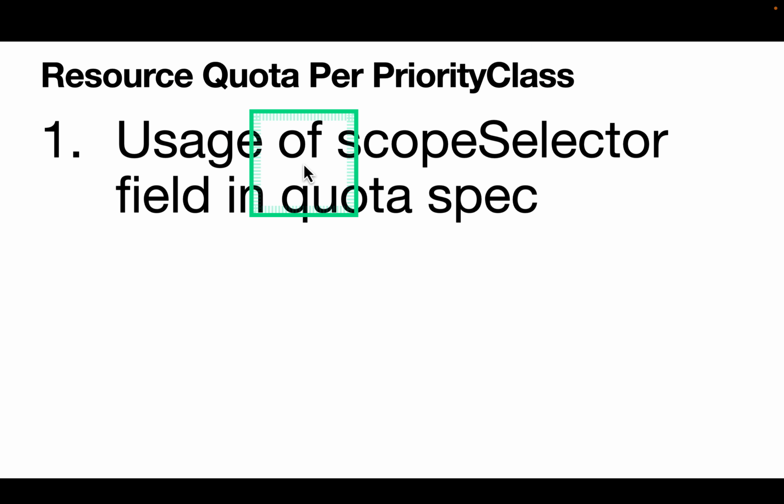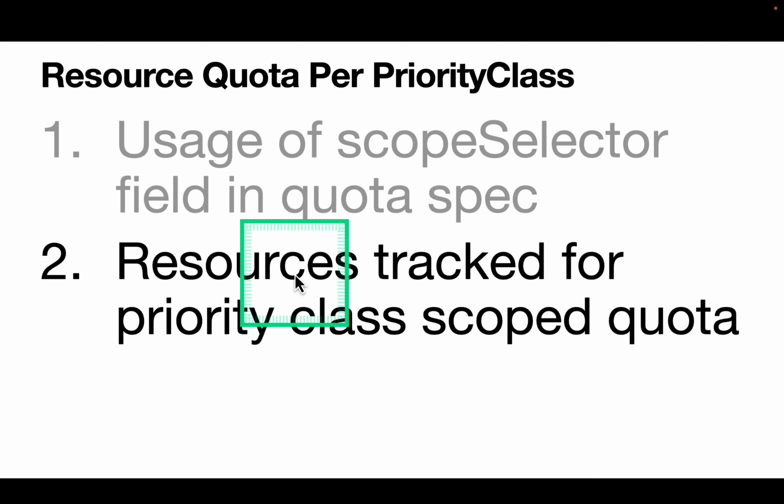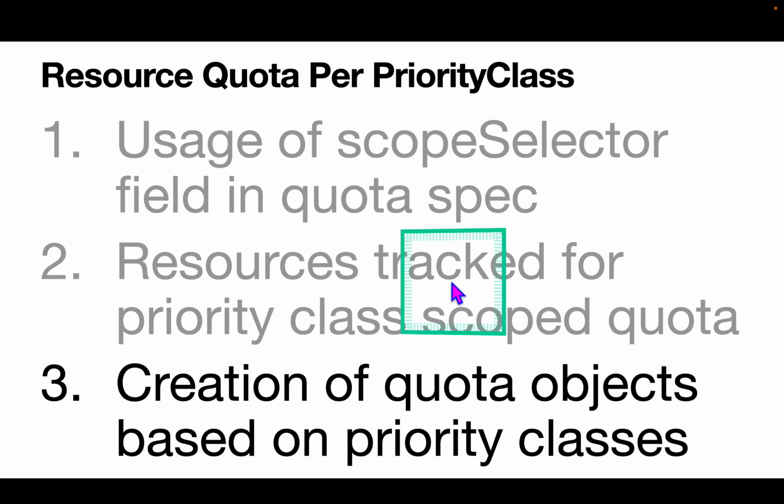So, resource quota per priority class. A pod's consumption of system resources can be controlled based on its priority using the scopeSelector field in the quota spec. When quota is scoped for priority class using the scopeSelector field, the quota object tracks resources including pods, CPU, memory, ephemeral storage, limits.cpu, limits.memory, limits.ephemeral-storage, requests.cpu, requests.memory, and requests.ephemeral-storage.